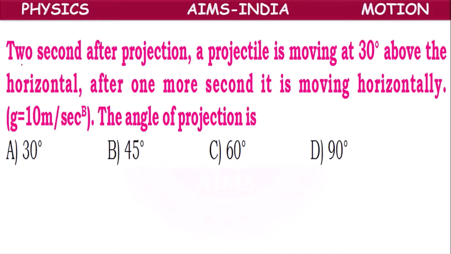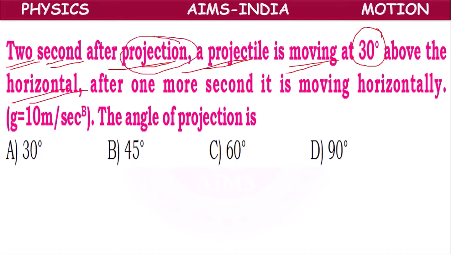Next one. 2 seconds after projection, a projectile is moving at 30 degrees above the horizontal. So first we have projected the body. After 2 seconds, the projectile is moving at 30 degrees above the horizontal. After 1 more second, it is moving horizontally. Here the g value is 10 meter per second square approximately.